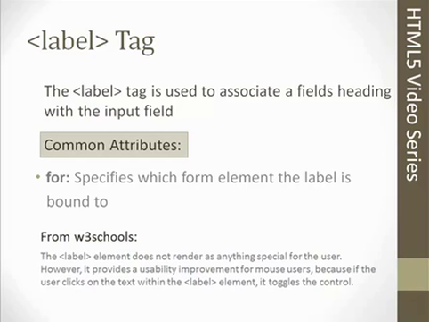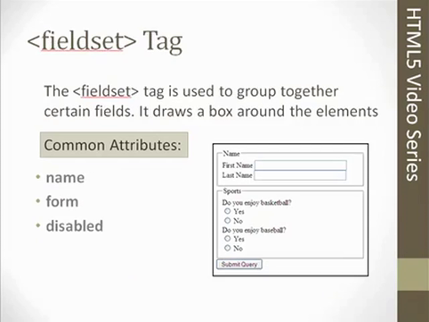And it takes the for attribute, which will just specify which form element the label is. And this would match up with the input element's name attribute.